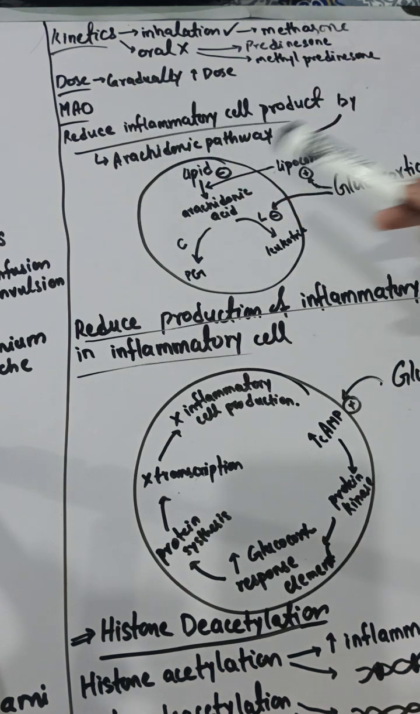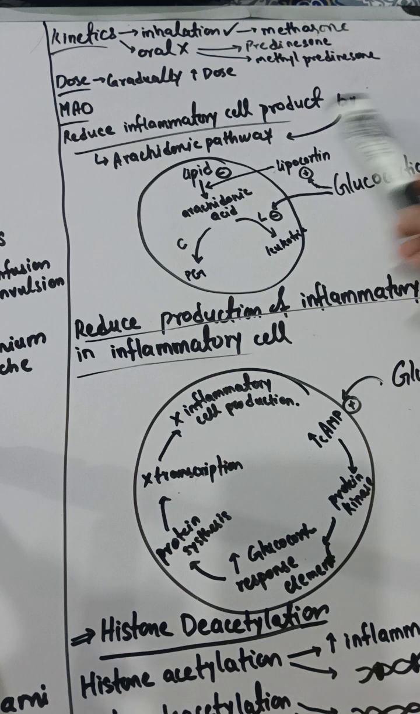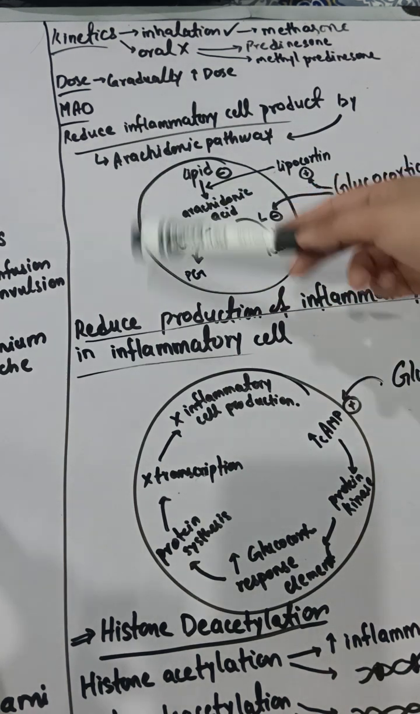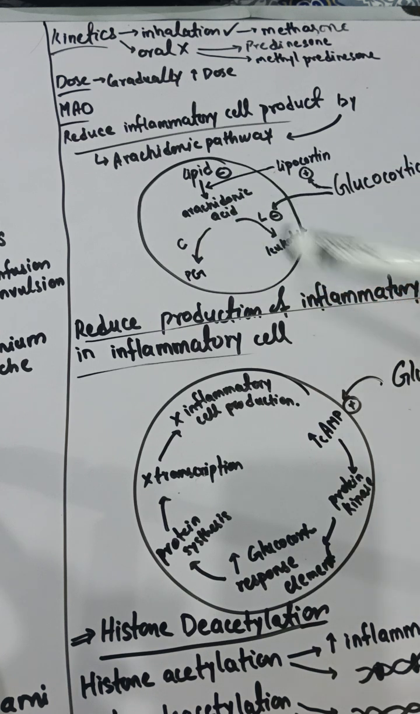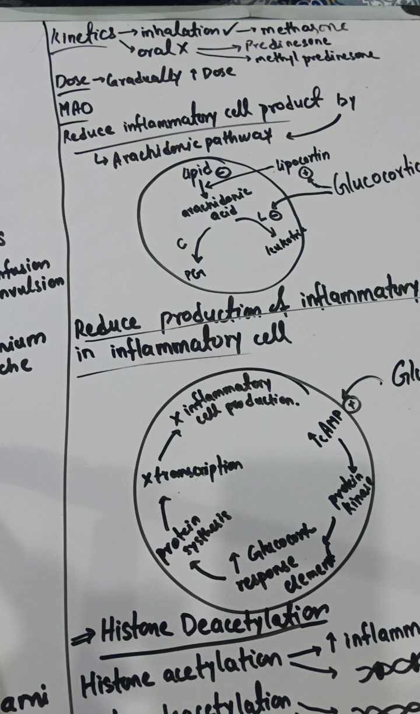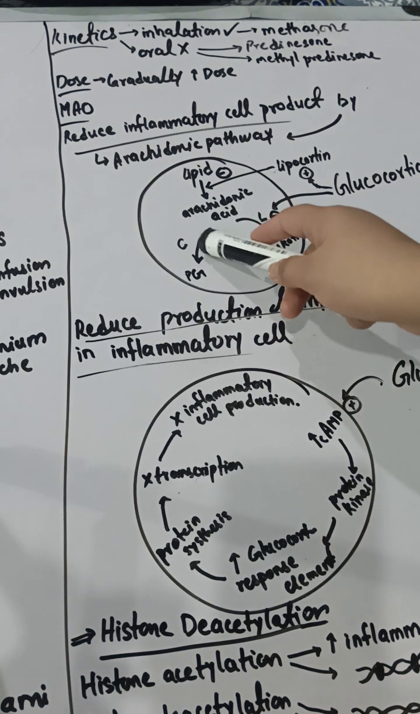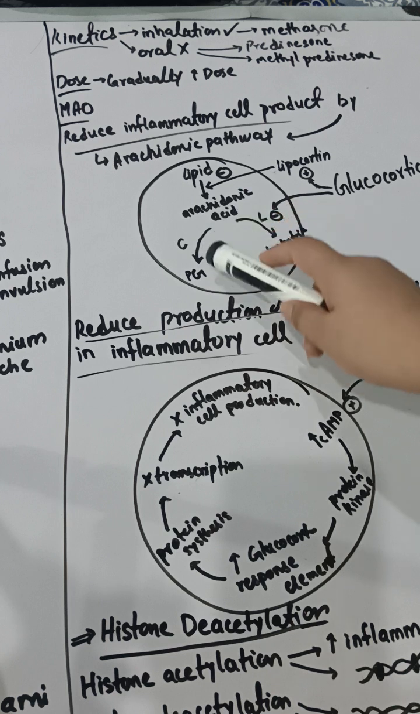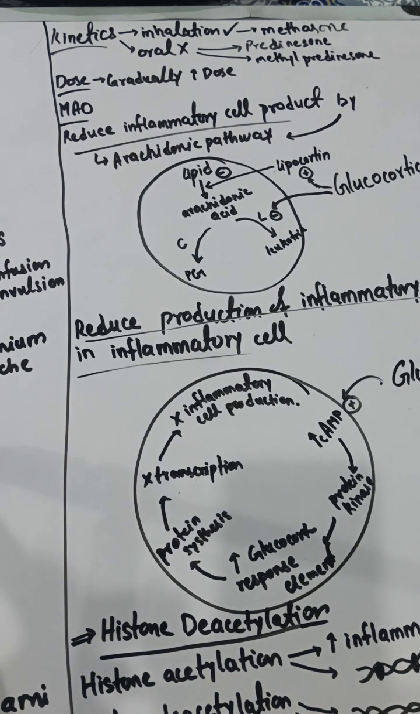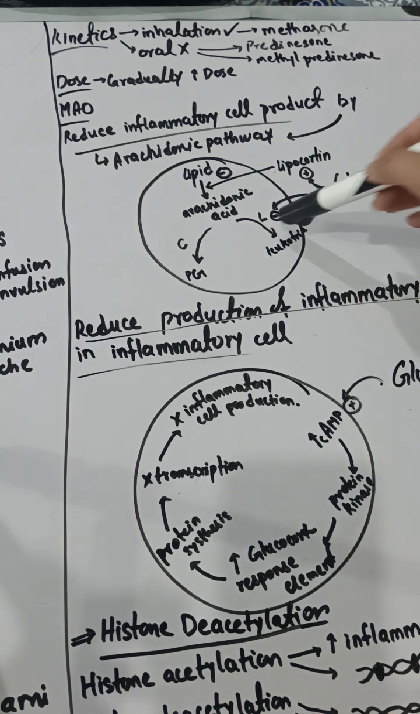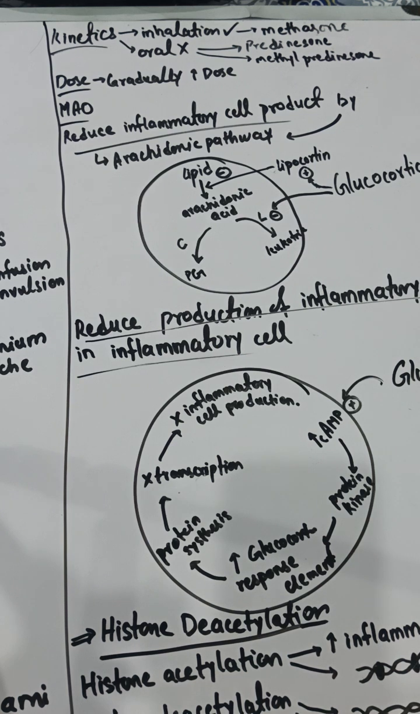So what is the mechanism of action? It reduces the production of inflammatory cells by acting on the arachidonic pathway. And what is the arachidonic pathway? Lipid is converted into arachidonic acid, on which two types of enzymes act to produce inflammatory agents. The cyclooxygenase enzyme acts on it and produces prostaglandins, which are one of the major inflammation-causing agents. And if the lipoxygenase enzyme acts, it converts it into leukotrienes, which are also a very important source of inflammation. What glucocorticoids do here is inhibit the lipoxygenase enzyme. As a result, leukotrienes are not produced and inflammation does not happen.